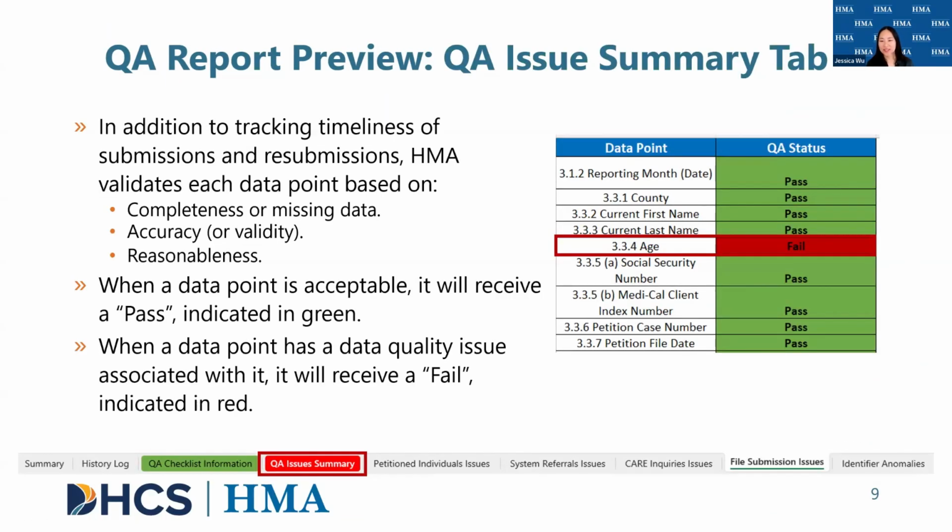All right, the next tab is the QA issues summary tab, which lists every data point within each module and whether there are any QA issues associated with each data point. So this tab is intended to give a general sense of which data points are problematic. So when no QA issues are raised for a data point, it'll receive a pass, which is seen here in green. And then when any QA issues are identified for a data point, it will be labeled as fail, seen here in red. Next slide, please.